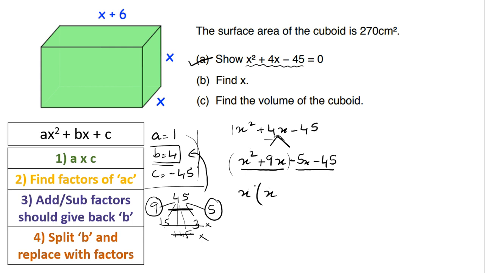x times x gives me x squared plus, now from the 9x I've taken out the x, so what's left? 9 is left. So x plus 9 here. So x times x gives me x squared. x times plus 9 gives me plus 9x, right? Now, similarly, this one, minus 5x and minus 45. What is common between that? There is no x in 45, so I cannot take x as my common.